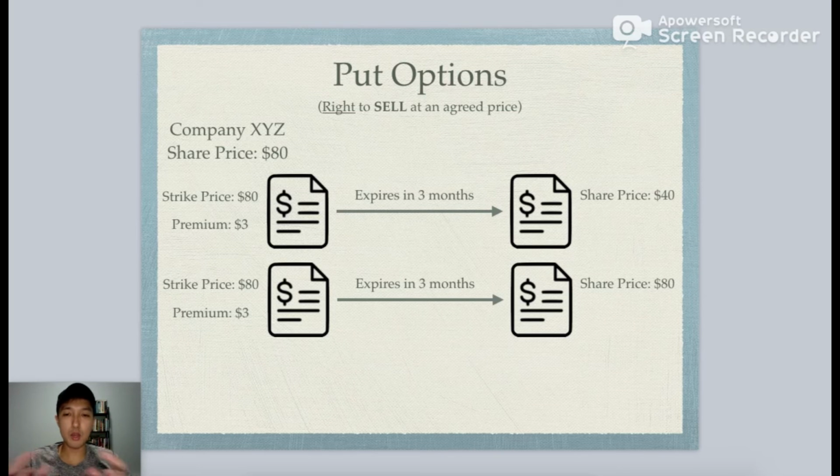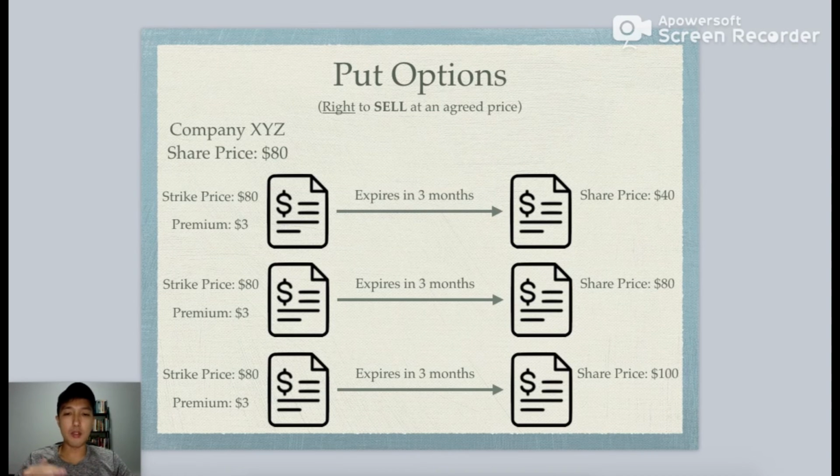Okay, likewise, a similar question. You have a put contract, strike price at $80. 3 months later, assuming the price stays flat at $80, what do you think is the value of the contract? Right, third scenario: you have a put contract, strike price at $80. 3 months later, instead of going down, the share price went up to $100. How much do you think the contract is worth? Alright, you might want to pause the video to work it out and come back in a couple of minutes.